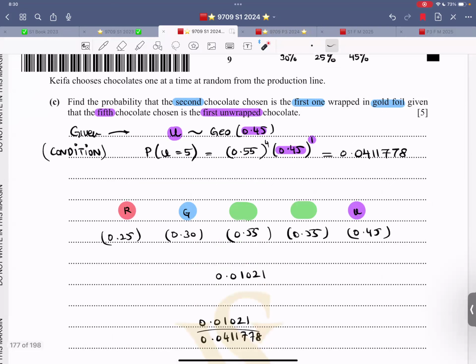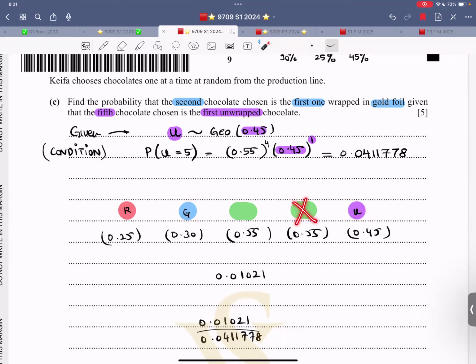And then this one, this is the tricky part. That is taking all our energy. It says second chocolate is the first one wrapped in gold foil. So the second one is the first gold foil. And the 5th is the first unwrapped. So this has to be unwrapped over here. That means this one has to be red. Got the idea? Listen to me once again. The given thing is that the 5th is the first unwrapped. So this has to be unwrapped. Second one has to be gold.